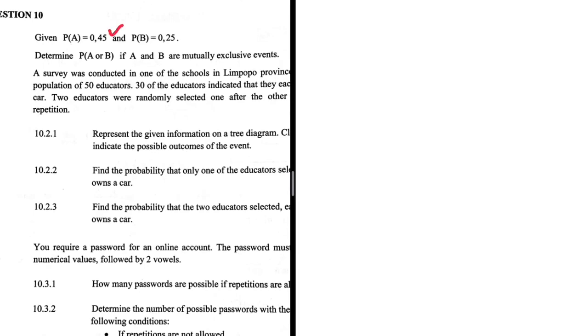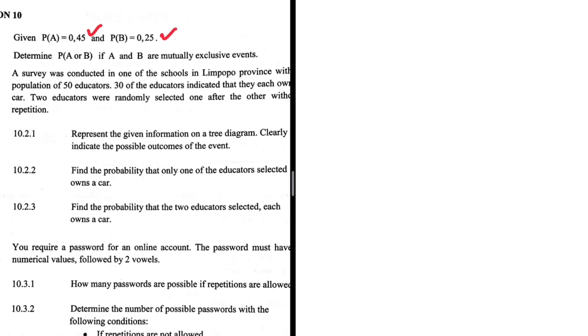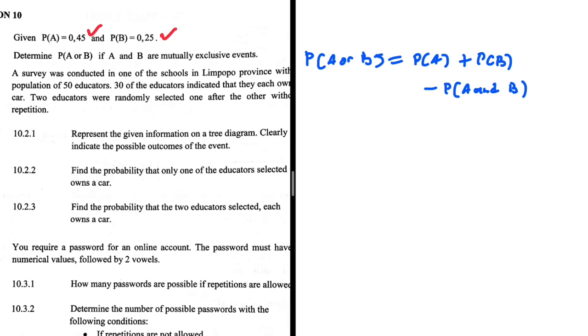Given that the probability of A is 0.45 and that of B is 0.25, determine the probability of A or B if A and B are mutually exclusive events. So the probability of A or B is, generally, P of A plus P of B minus P of A and B. But if they are mutually exclusive, the probability of A and B is 0. They cannot occur at the same time.